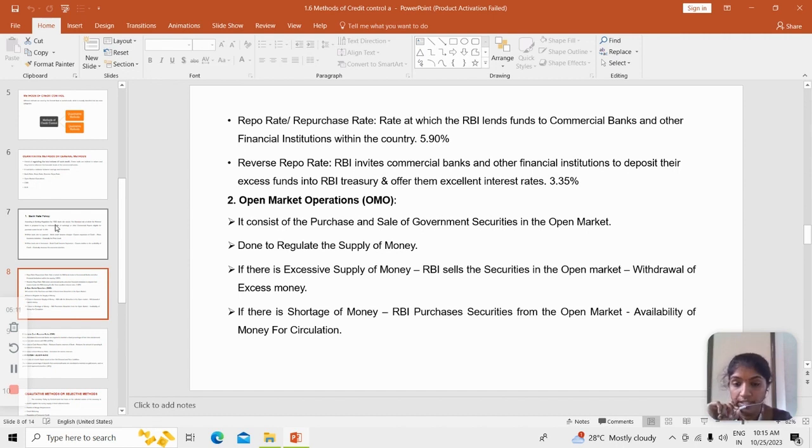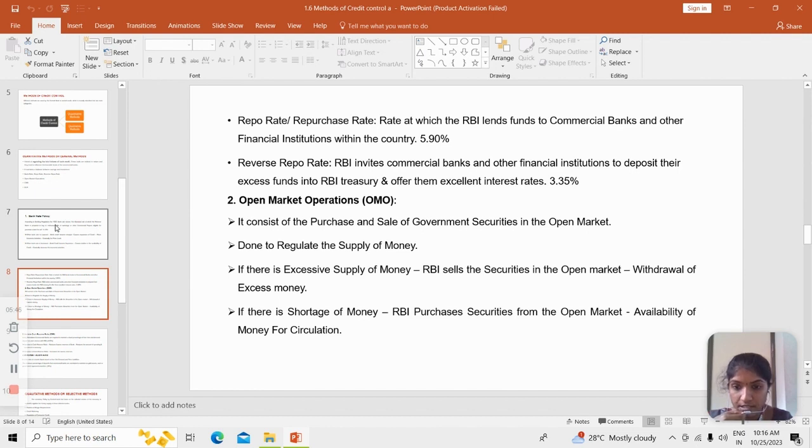The second quantitative credit control method is open market operation, which consists of the purchase and sale of government securities in the open market. It is done in order to regulate the monetary supply in the economy. In that also there are two conditions that exist. The first one is if there is excessive supply of money circulating in the economy, the RBI will sell the securities in the open market in order to withdraw the excess monetary supply in an economy.